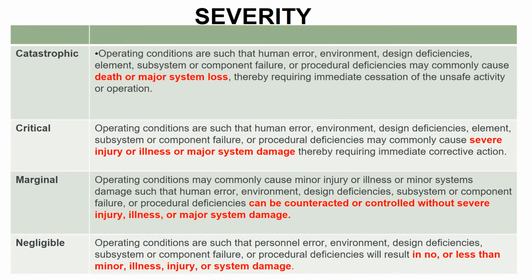Severity is further categorized into four: catastrophic, critical, marginal and negligible, based on the risk effect on the patient's life or system involved. Catastrophic may cause death, major system loss; critical, severe patient injury and major system damage; marginal, minor patient injury and system damage; negligible, no injury to patient and no system damage. Listed risks then will be scored objectively and further plotted in the risk matrix later.